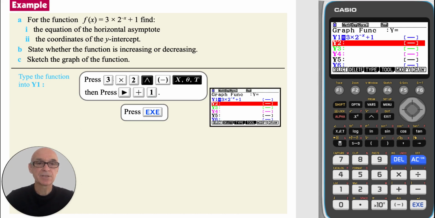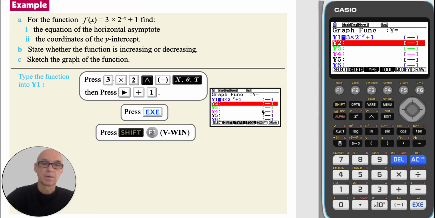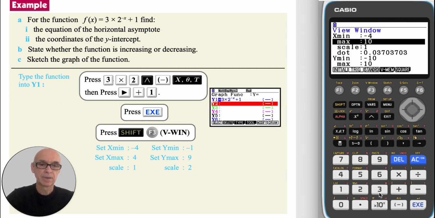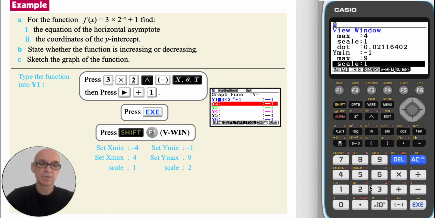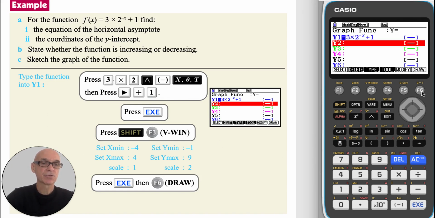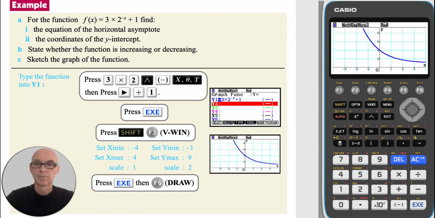To set a suitable window, press Shift F3 for View Window. For this function, I'm going to set -4 for x min and 4 for x max with a scale of 1. And then for y, I'm going to set -1 for y min and 9 for y max, a scale of 2. Then pressing Execute and then F6 to draw the graph of the function, as shown.